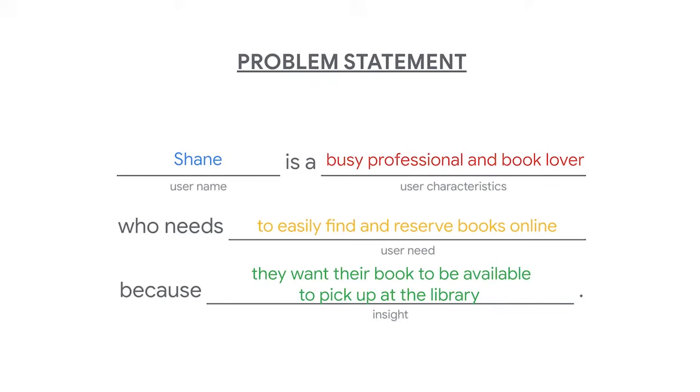We'll limit each drawing to 60 seconds, so you'll also need a timer. It can be a clock, your phone, or a timer website. The last thing you'll need is a problem statement you created earlier. Here's a problem statement I created for our persona Shane. Shane is a busy professional and book lover who needs to easily find and reserve books online because they want their book to be available to pick up at the library. I'll draw 8 ideas with this problem statement in mind.